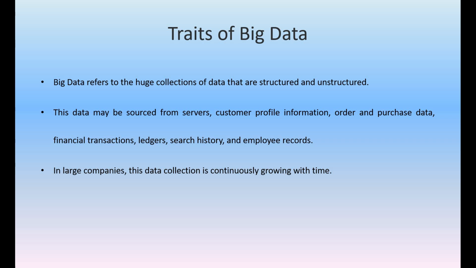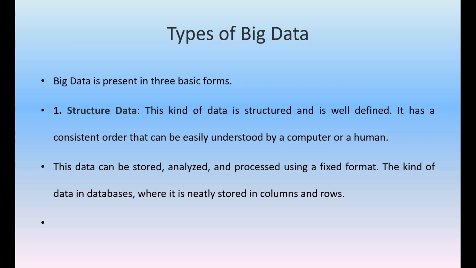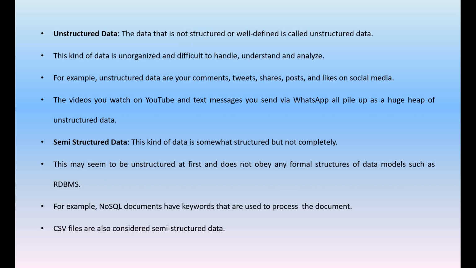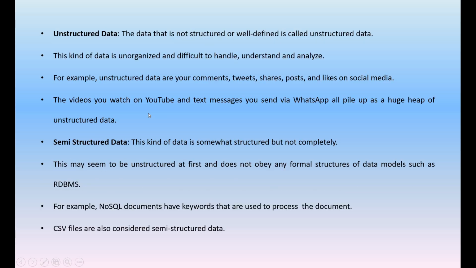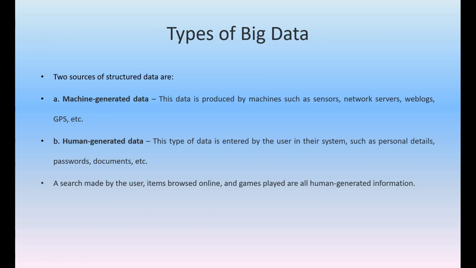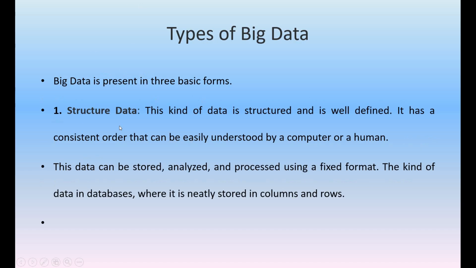Okay. So next, what are the various types of big data? This particular big data is divided into three different types: structured data, unstructured data, and semi-structured data. We are going to talk about the very first one, the structured data, then the unstructured data, and then the semi-structured data. And the structured data is again divided into two different kinds: machine generated data and human generated data.